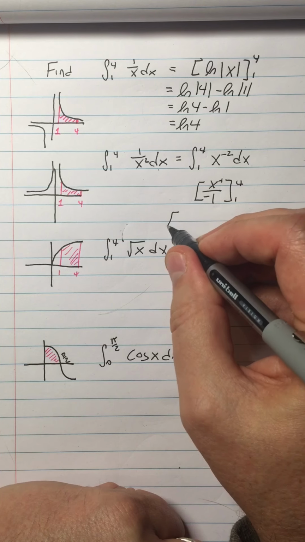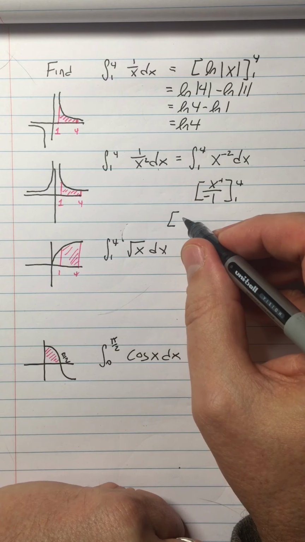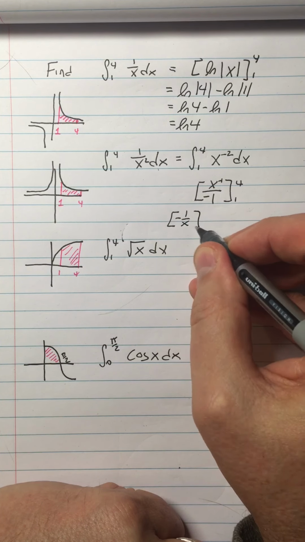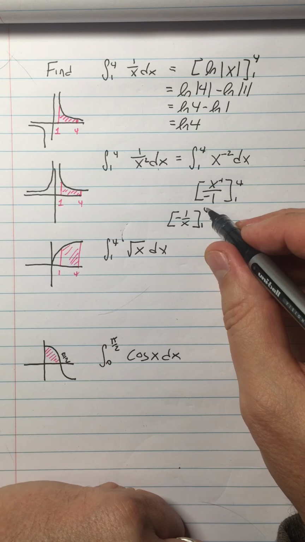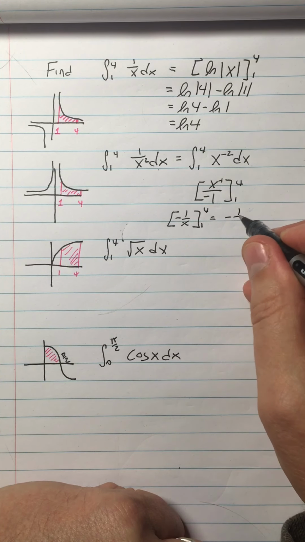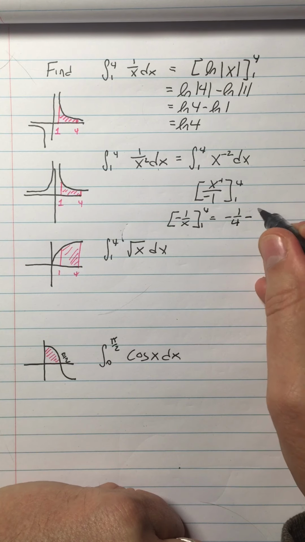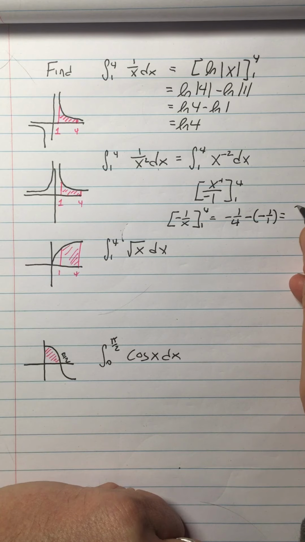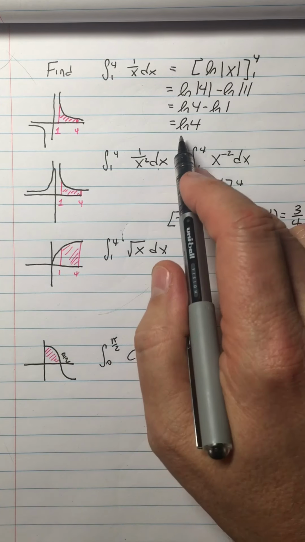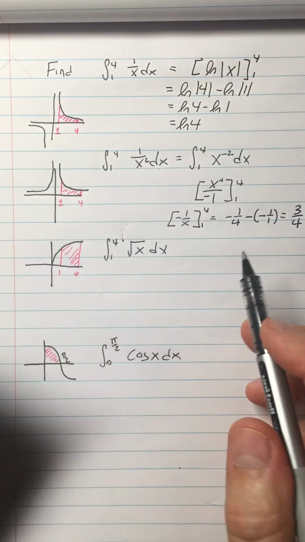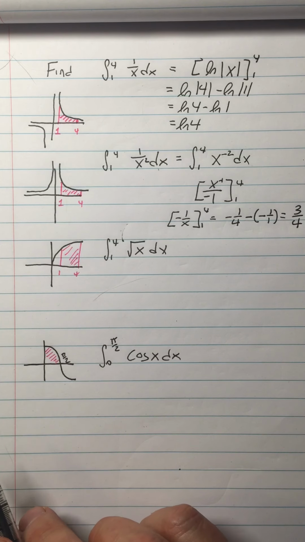All right. So I can think of that as being negative 1 over x. All right, negative x to the negative 1 from 1 to 4. So I put in the top number first. So I have negative 1/4 minus negative 1, and that equals 3/4, which is in fact smaller than ln of 4, which was more than 1. So I get a smaller area here.